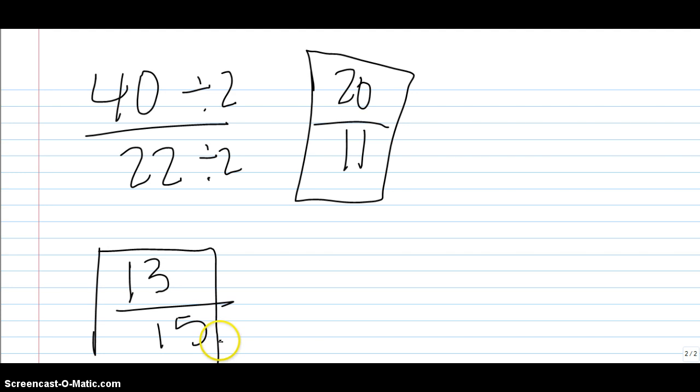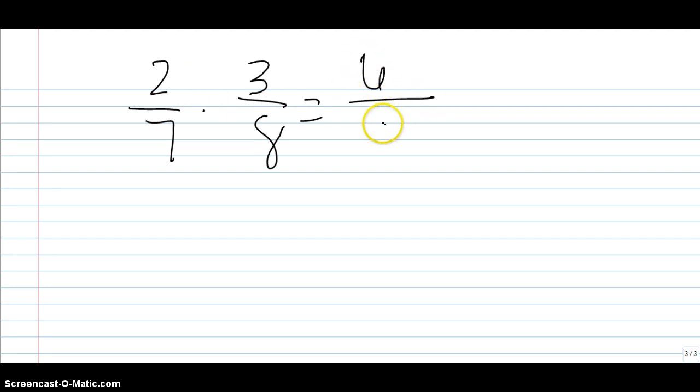Now the next thing we're going to talk about is how to multiply fractions. When you multiply fractions, you just multiply going straight across, and always simplify if possible. So let's say I have 2 sevenths times 3 over 8. I have these two fractions here, and you're going to want to multiply going straight across. Multiply your top numbers together, so 2 times 3 gives you 6. And multiply your bottom numbers together, so 7 times 8 gives you 56.